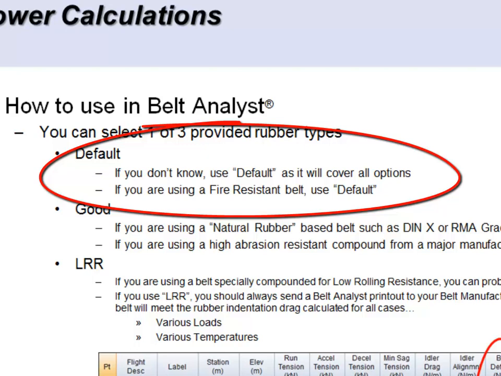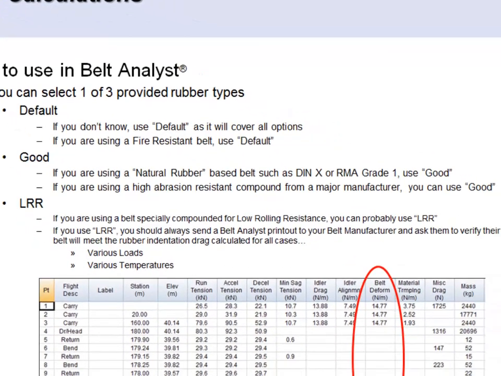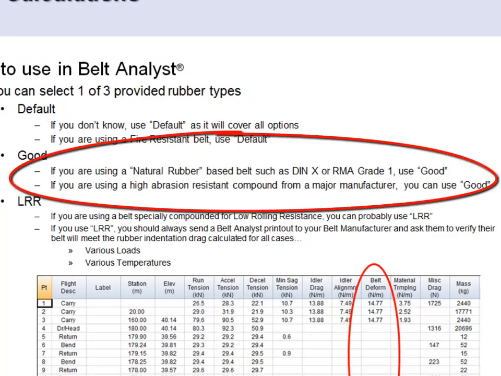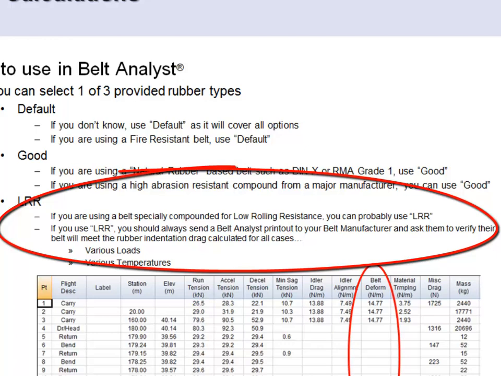And if you're using a fire-resistant belt, please use the defaults, because fire-resistant or flame-resistant belts do not normally have good indentation properties. If you're going to select a natural rubber belt, such as a DIN X or an RMA grade 1, you can use the good properties, because those are typically good property belts, good rolling resistance belts. Also, if you're using just a typical high abrasion resistance rubber from a major manufacturer, you can probably use the good category. If you're using a belt that's specially compounded by a major manufacturer for low rolling resistance, you can probably use the LLR category.